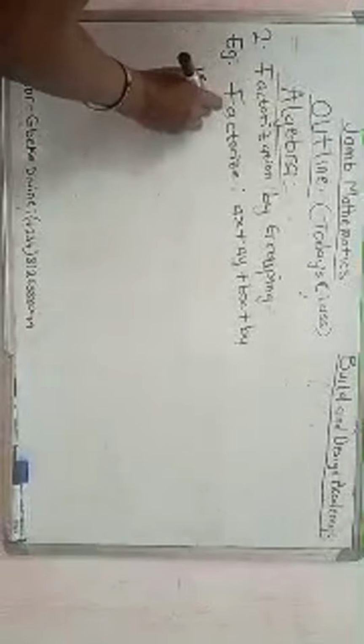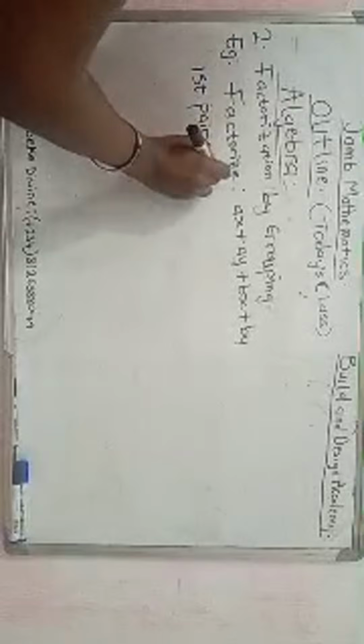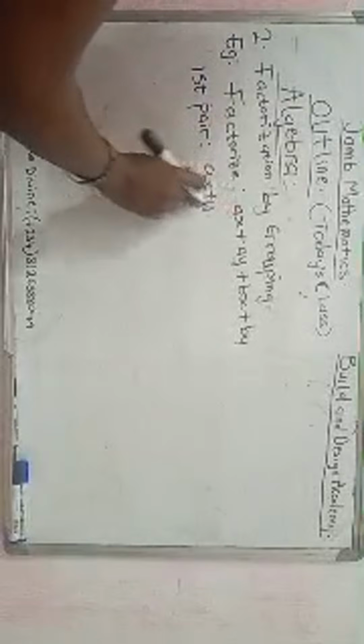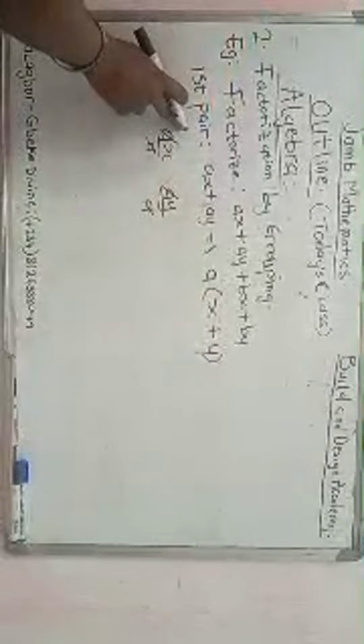The first pair will be ax what? Let's write it here. The first pair is ax plus ay. If we are to factorize the first pair, what is common between both of them is a. So we'll write it here, ax over a will cancel a, we'll be left with x. Ay over a will cancel a, we'll be left with what? Plus y. So we are done with the first pair. We have a into x plus y.